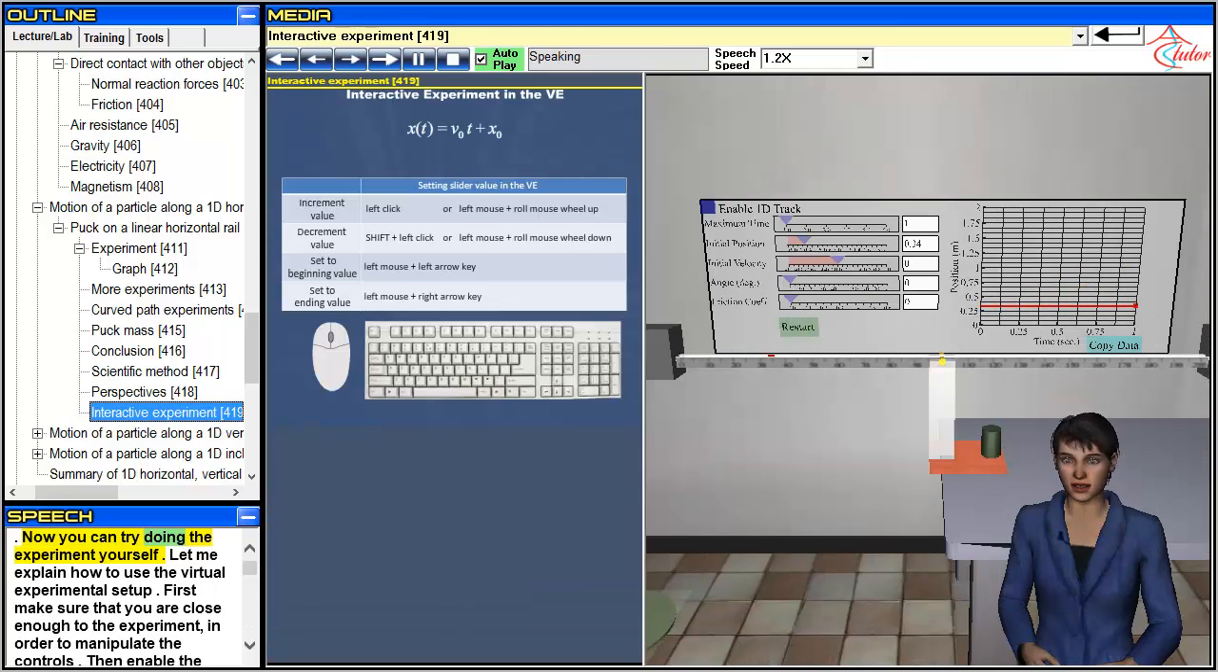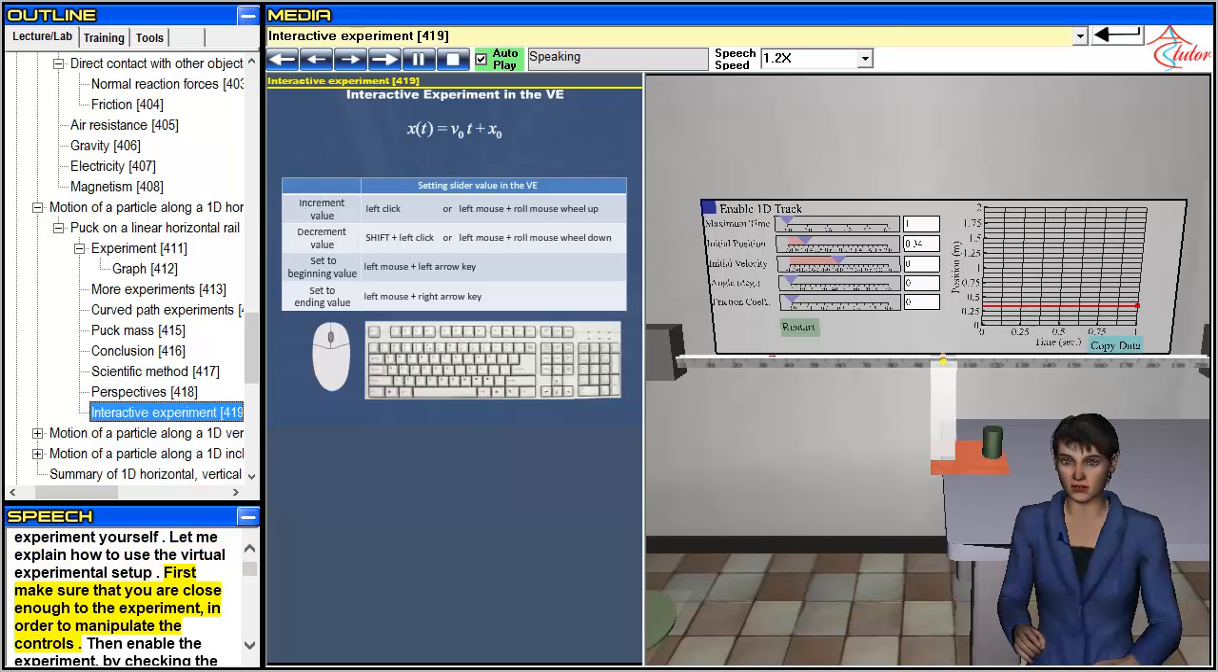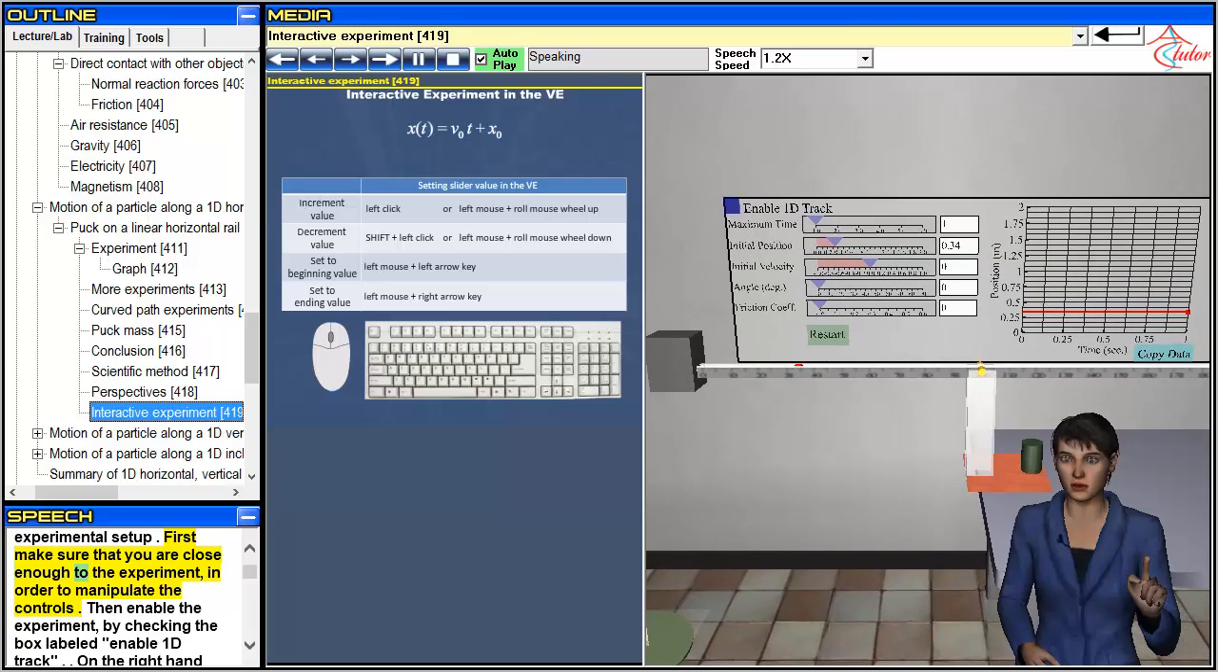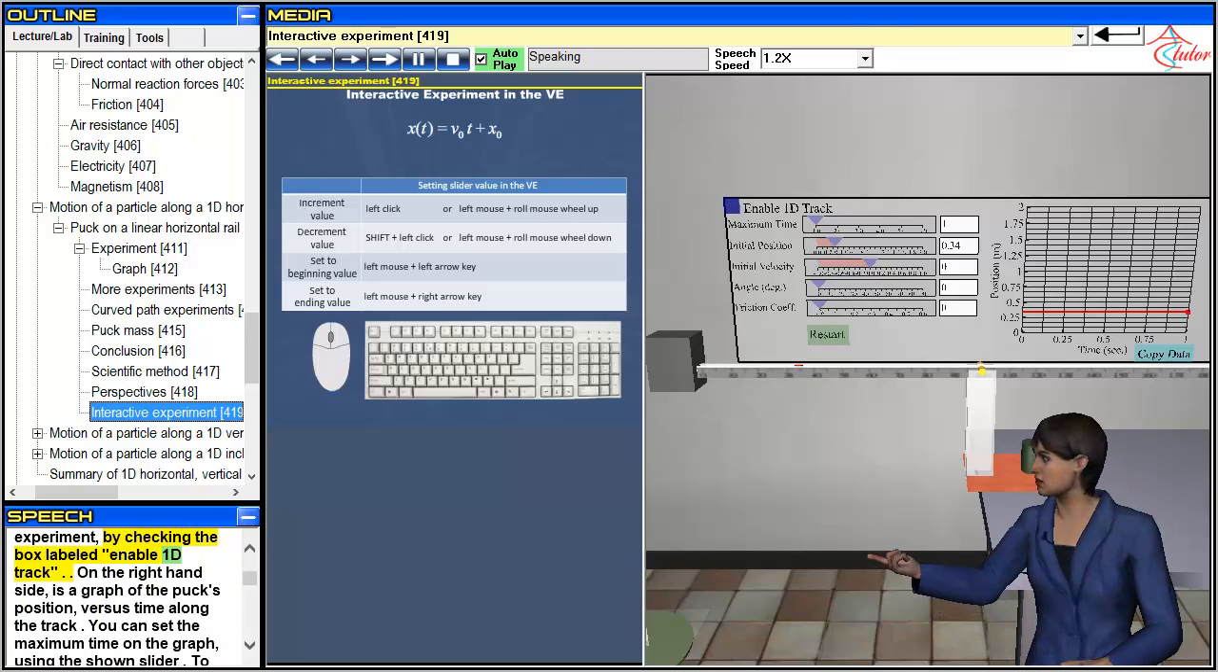Now you can try doing the experiment yourself. Let me explain how to use the virtual experimental setup. First, make sure that you are close enough to the experiment, in order to manipulate the controls. Then enable the experiment by checking the box labeled Enable 1D Track.